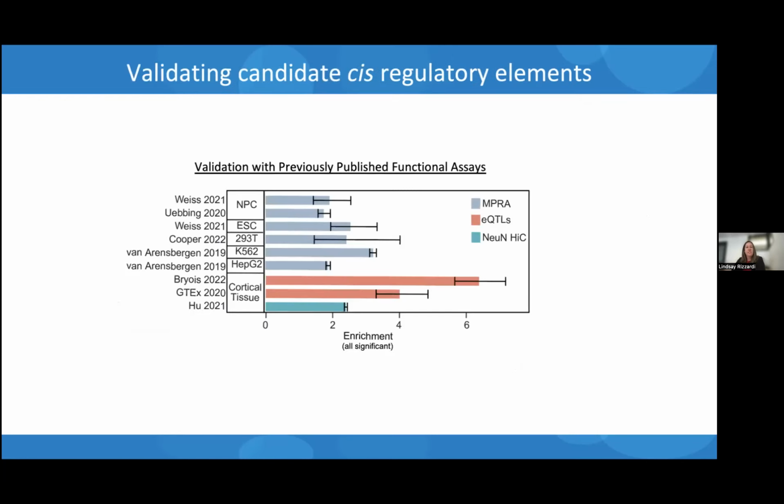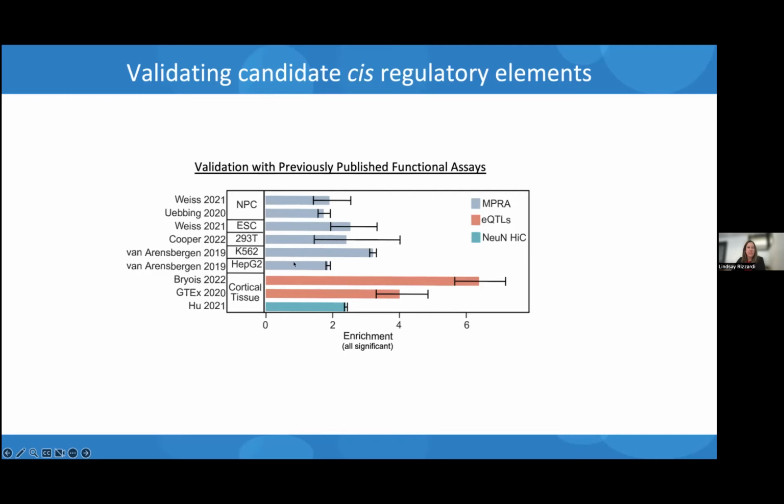As I mentioned previously, one of the important things that we have to do now that we have all these linkages is to go about validating them and say, which of these do we really think are functional? One of the ways that we can do this is using previously published functional assays. Some of the assays that we looked for in the literature were MPRAs. These are massively parallel reporter assays that were performed in NPCs, neuronal precursor cells, embryonic stem cells, and other cell types that this data exists in.